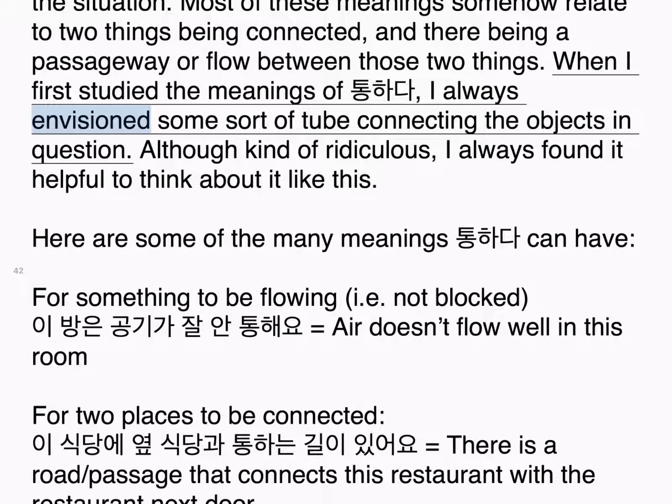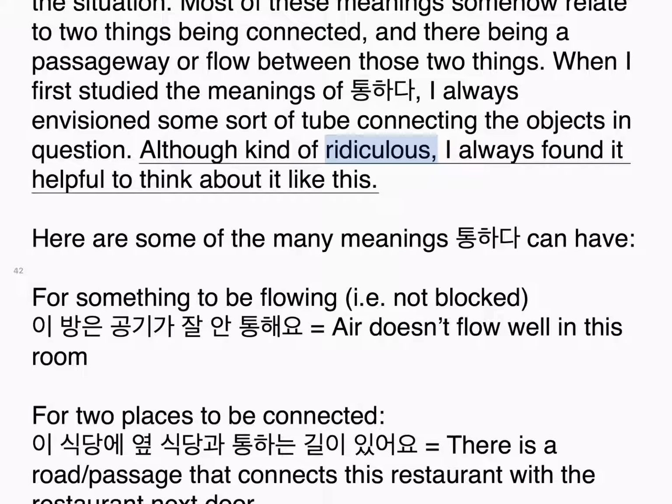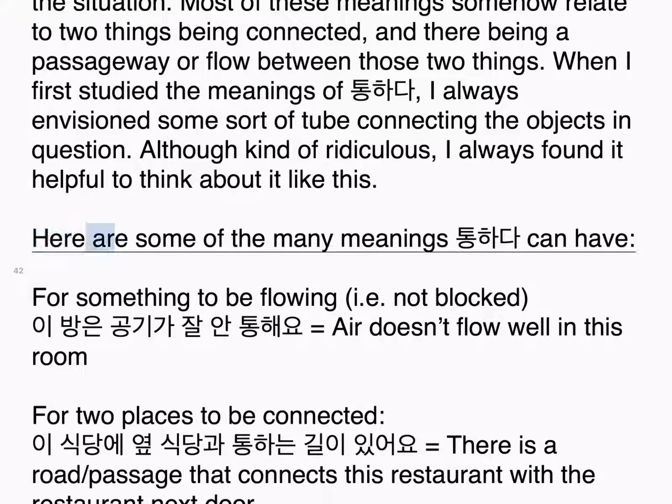I always envisioned some sort of tube connecting the objects in question. Although kind of ridiculous, I always found it helpful to think about it like this. Here are some of the many meanings. 통하다 can have: for something to be flowing, that is not blocked. 이 방은 공기가 잘 안 통해요. Air doesn't flow well in this room.